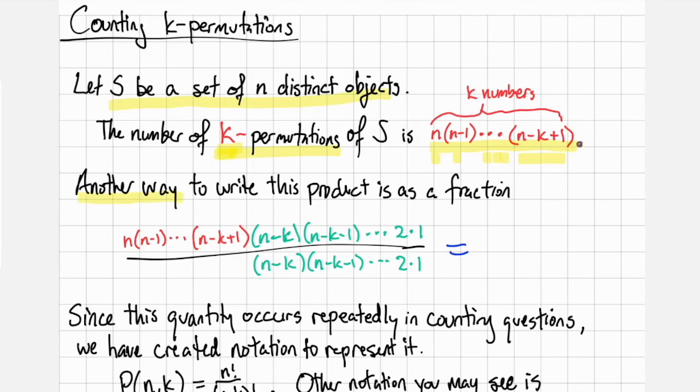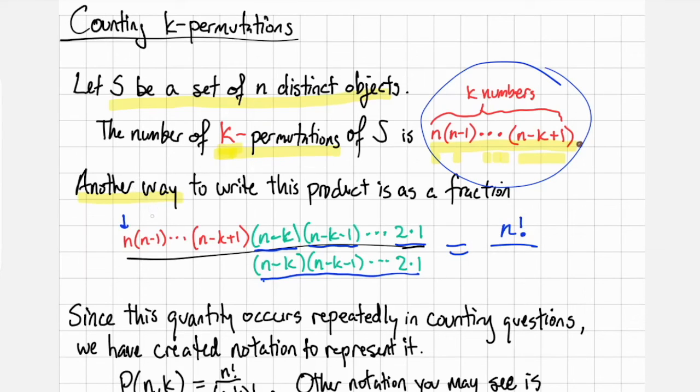Now, there's another way to write this product in a nice compact form. If we take our product, and if we multiply by n minus k times n minus k minus 1, dot dot dot down to 2 times 1, in a numerator and a denominator, so we're multiplying by 1, you'll notice that the numerator is the same as n factorial, because it's a product starting at n, then times n minus 1, times n minus 2, all the way down to 1, and the denominator is also a factorial. It's n minus k factorial.